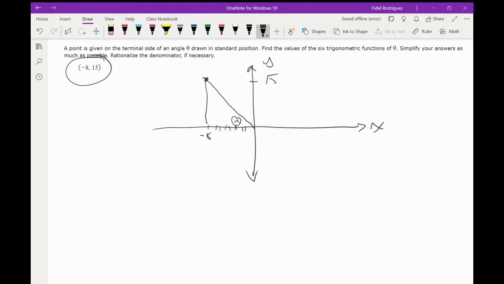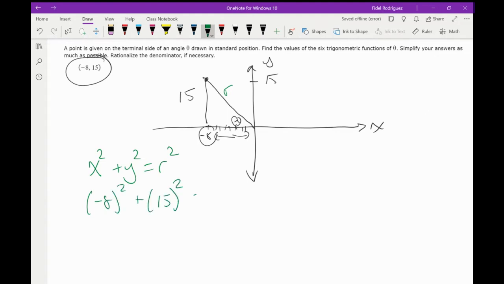What we're going to try to figure out here, y'all, is this distance from here to here. If that is -8, then this one here is going to be +15. So the first thing we need to find is the hypotenuse. Aren't we going to go x squared plus y squared equals r squared? So (-8) squared plus 15 squared equals r squared. So I know that's 64.